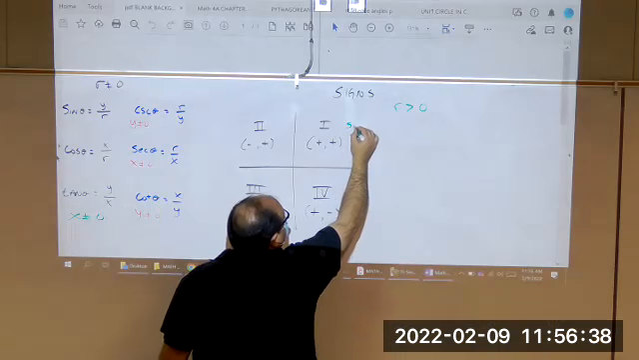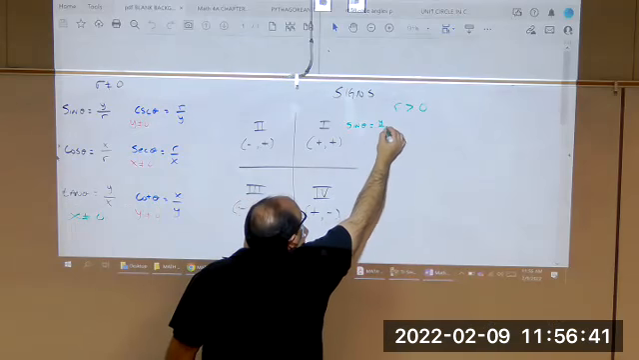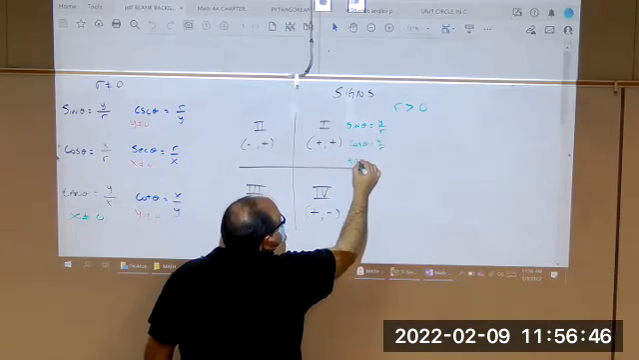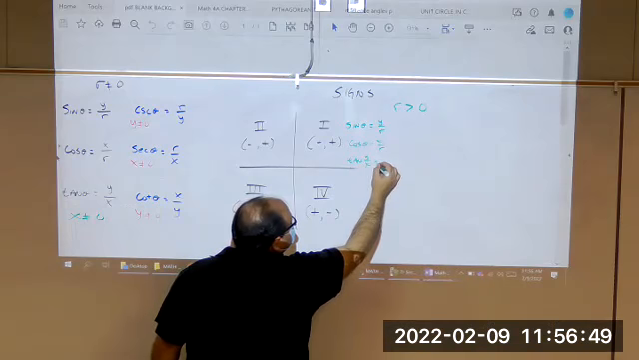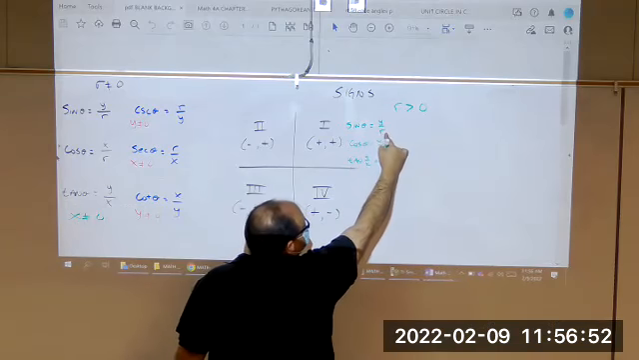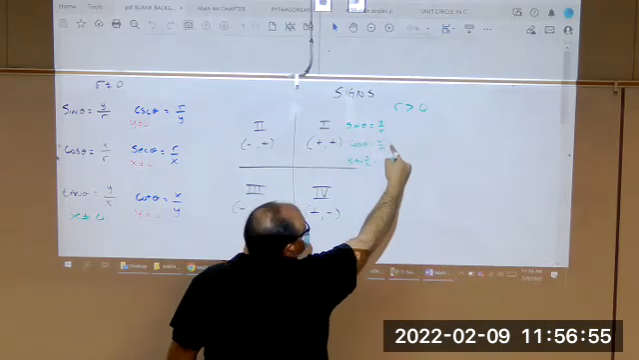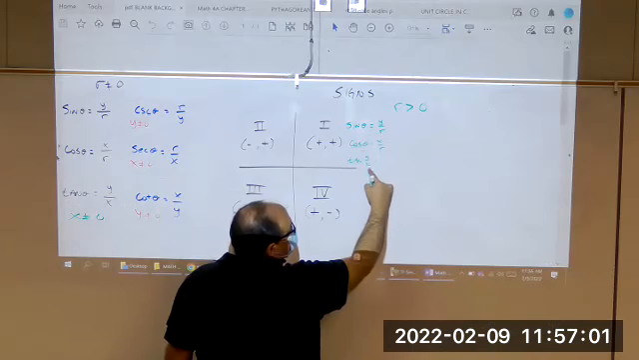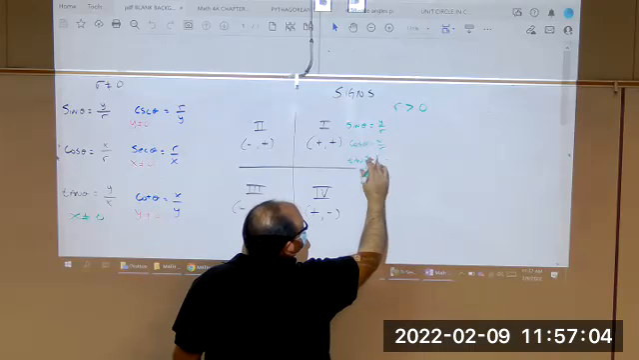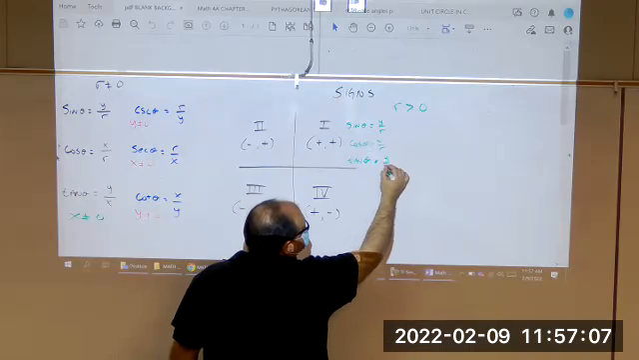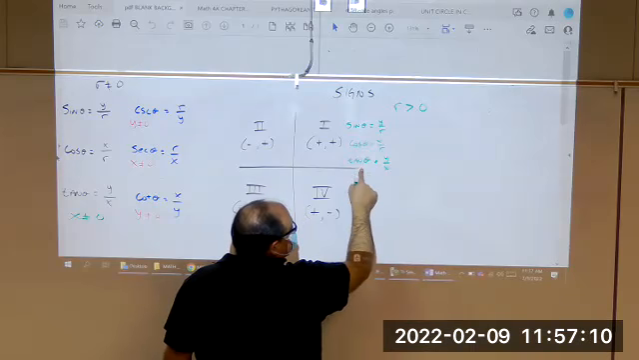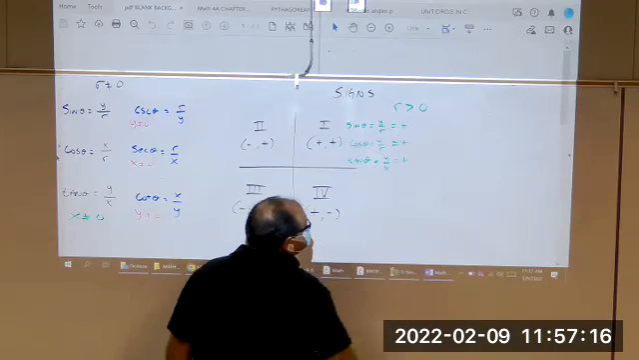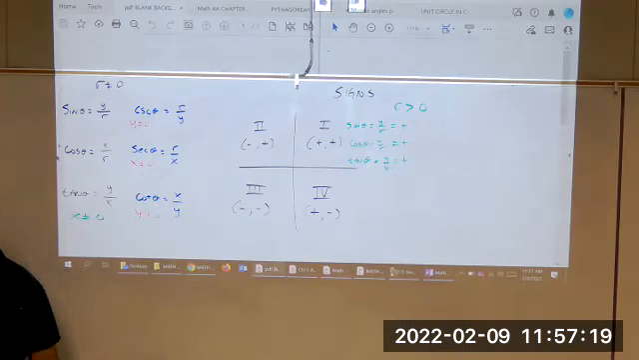So when you go sine, y over r, cosine, x over r, tangent, y over x. That's a positive over a positive. So sine is positive. Cosine is a positive over a positive. Cosine is positive. Tangent would be a positive over a positive. So tangent is positive. So all three trig functions, all three of them are positives.